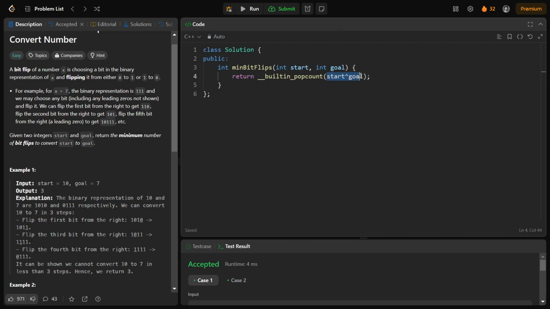So start XOR goal, that I have shown you. Whatever number this gives you, if you count the number of set bits, it will be your answer. What you do is use the built-in function __builtin_popcount, which will calculate the number of set bits in your answer. Built-in popcount takes constant time, and the XOR operation also takes constant time. So this is a constant space and constant time solution: Big O of 1 space, Big O of 1 time, and it's simple.